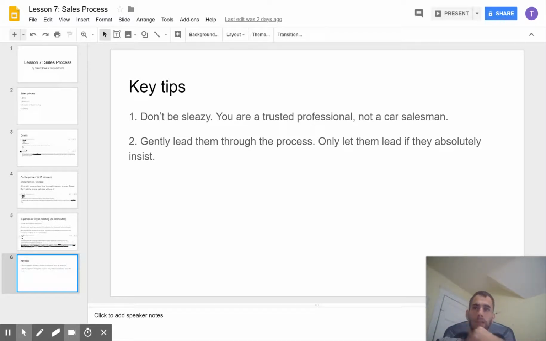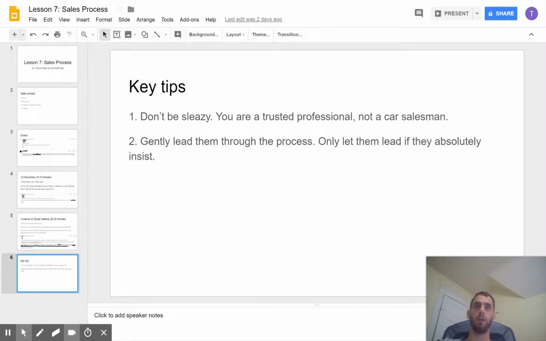Sometimes I'll be emailing someone and they'll be like, can we do a phone call tomorrow? And I'll be like, yeah, sure, whatever. Or during the phone call, they'll be like, I want to start working. I'll be like, I'd rather us meet in person before we immediately start working. But I'll let them lead if they absolutely insist. It is my preference by far that I am the one leading, that I take them step by step and then finish.